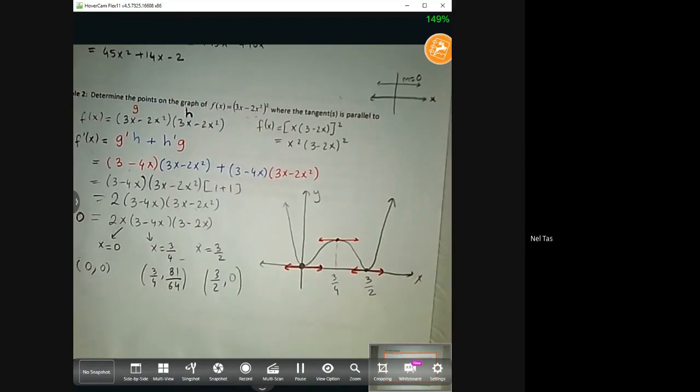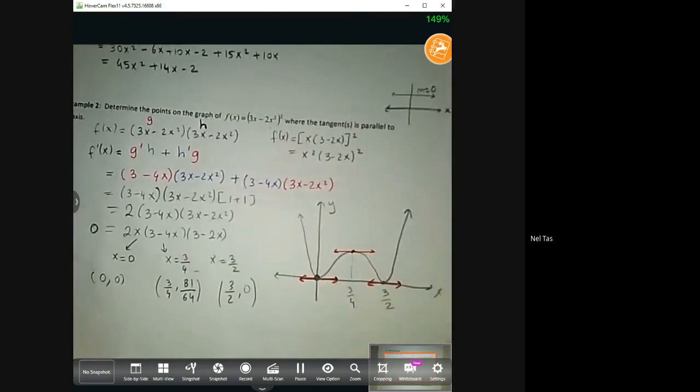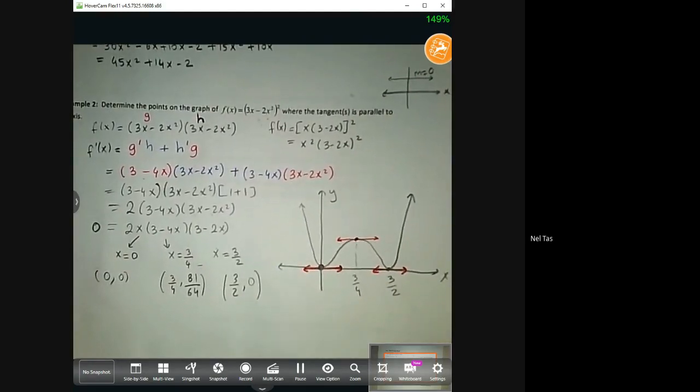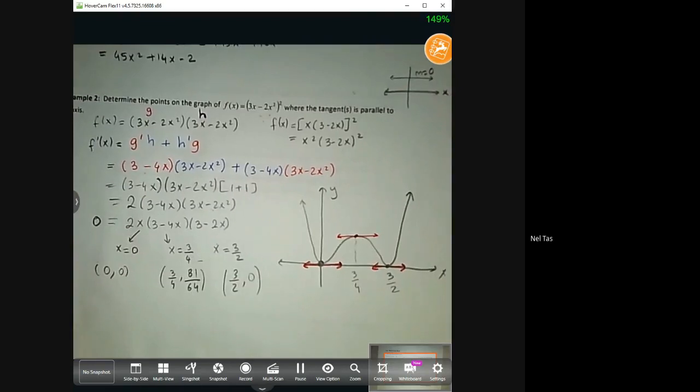All right. So let's look at the next example. You can take a picture of the screen if you couldn't finish writing.